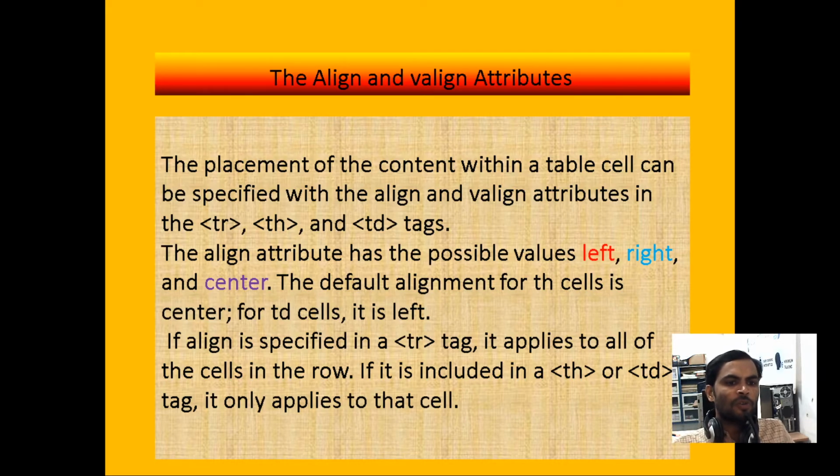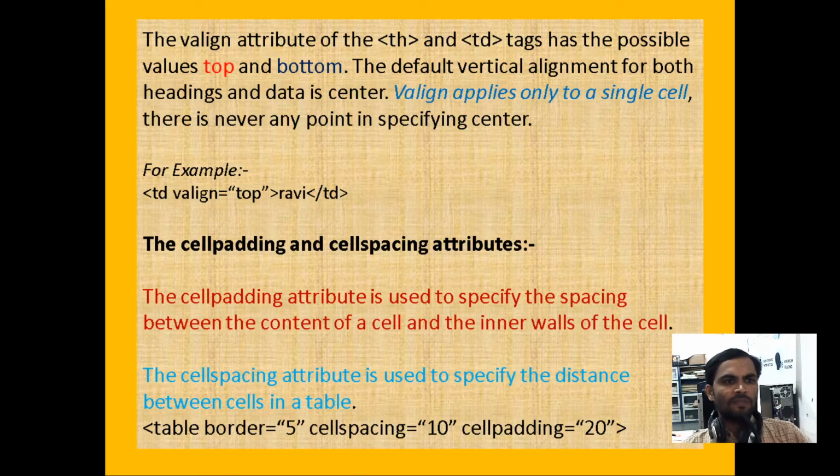The align attribute has possible values left, right and center. The default alignment of the cell is left for TD. Table data cell is left. When you use TD, by default it takes left. If align is specified in the TR under the table row tag, it applies to all of the cells in the row. Just now we saw. If it is included in the table heading or table data tag, it applies to that cell only.